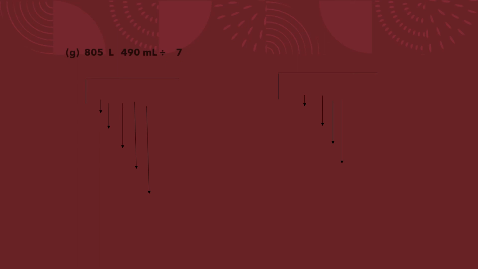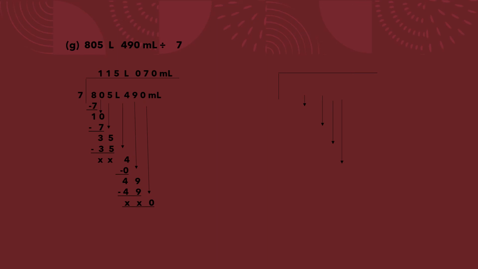Now children, see the G part. 805 liters 490 milliliters divided by 7. Now 7 ones are 7. 8 minus 7 is 1. Then bring down the next number. It will become 10. Now 7 ones are 7. 7 twos are 14. Now 14 is greater than 10. So you will take 1 time only. So 10 minus 7 is 3. Then bring down the next number and it will become 35. Now 35 comes in the table of 7 5 times. So write on the quotient 5. Then subtract. 0 will be left. Then liter is written. Write down liter above also.